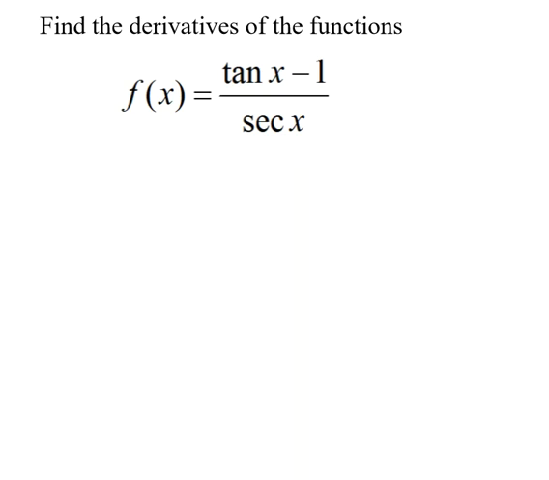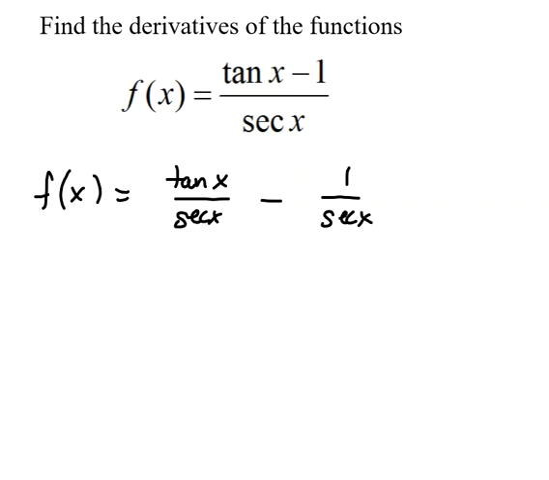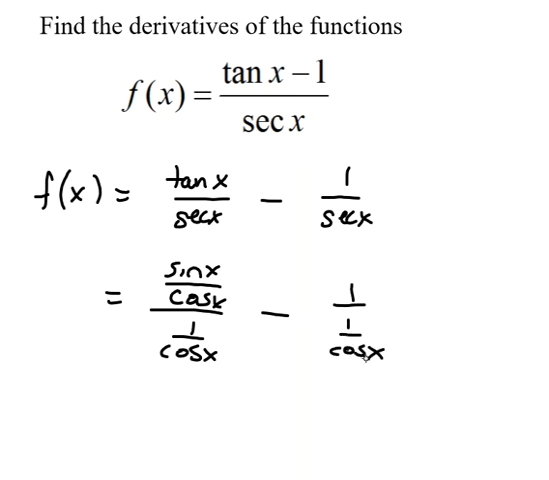So hopefully you had a chance to try this problem. What I'm going to do is work with it like a trig simplification first and try to reduce. So tangent x over secant x minus 1 over secant x. Well, tangent is sine x over cosine x, over 1 over cosine x. And this is really 1 over 1 over cosine x. So if I simplify this complex fraction on the left, we end up with just sine x. And when I simplify 1 over 1 over cosine x, it's just cosine x.